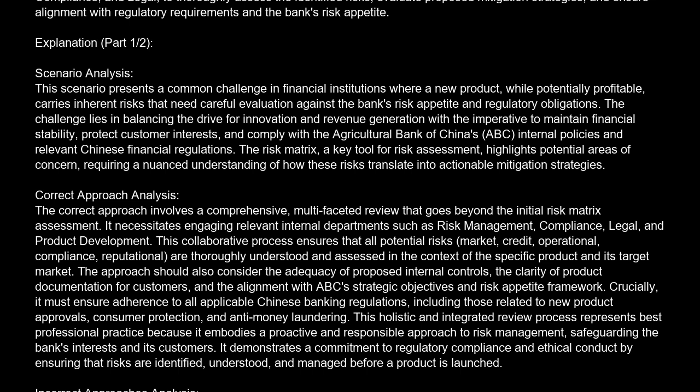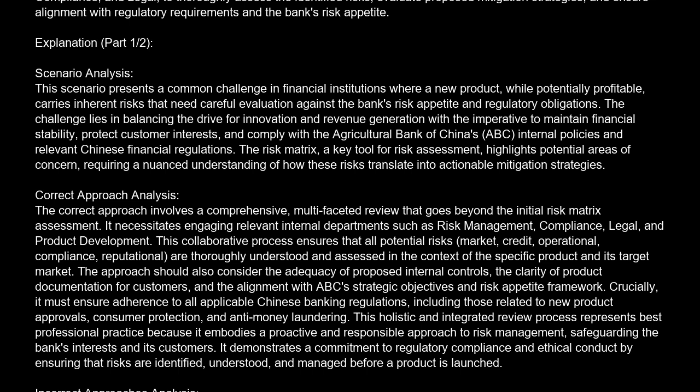Correct approach analysis. The correct approach involves a comprehensive, multifaceted review that goes beyond the initial risk matrix assessment. It necessitates engaging relevant internal departments such as risk management, compliance, legal, and product development. This collaborative process ensures that all potential risks, market, credit, operational, compliance, reputational, are thoroughly understood and assessed in the context of the specific product and its target market.